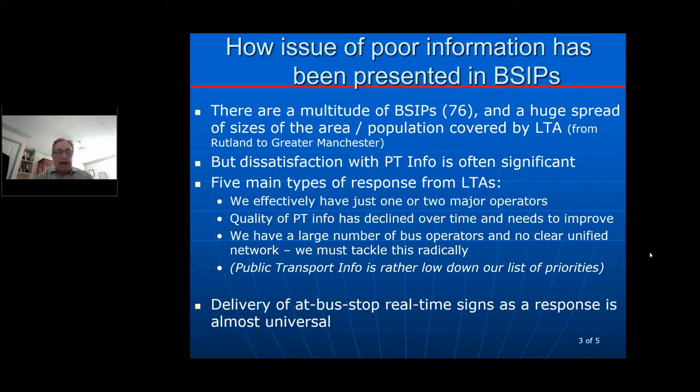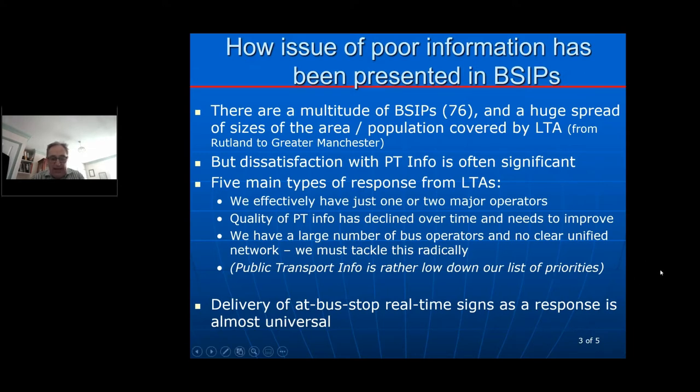Some LTAs are saying, well, we've had in the past good quality of public transport information. It may even be good quality now, but awareness of it has declined, is not as high as it should be, and maybe the information itself has declined in quality, and that needs to improve. And then there's a third category, mostly I would say rural areas, those perhaps which traditionally haven't had a comprehensive network. They say we have a large number of bus operators and no clear unified network. We have to tackle this radically. And of course, there are some authorities that don't actually admit it, but you can read between the lines that public transport information is perhaps rather lower down their list of priorities. Still an issue, but not as high as others.